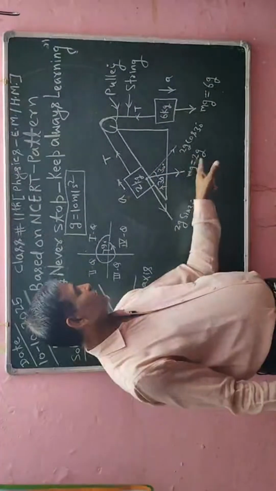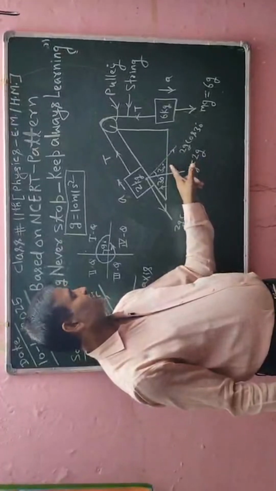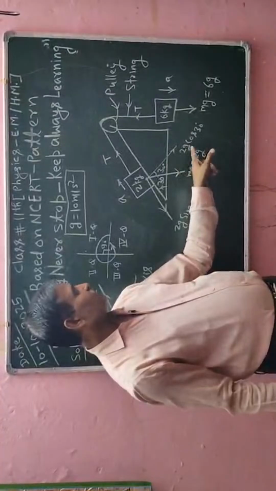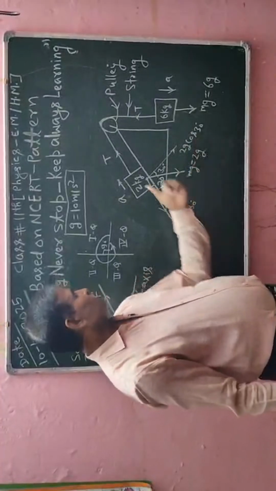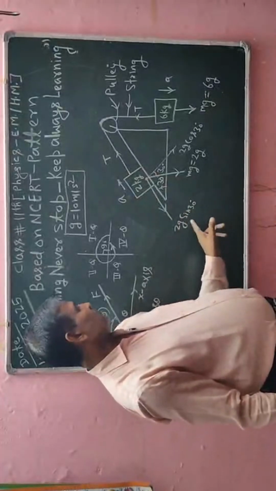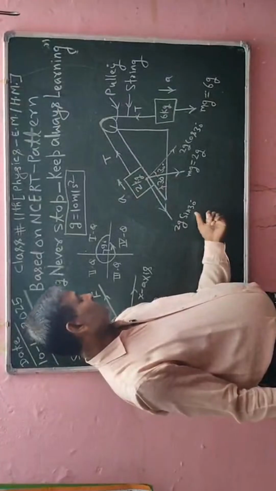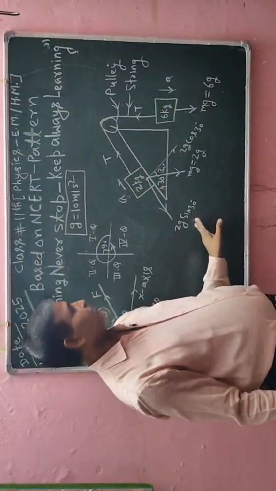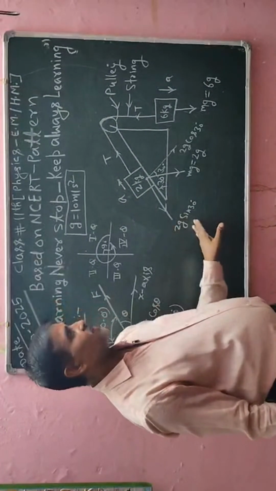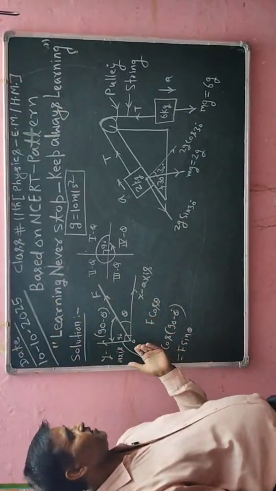So I will write here 2g cos theta, because the angle between these two rays is 30 degrees, so 2g cos 30 degree. But along this inclined plane axis I will say 2g cos (90 minus 30) degree, that will change into sin 30 degree, and its value I will calculate. Okay, so this is the required concept of trigonometry that I have used here.